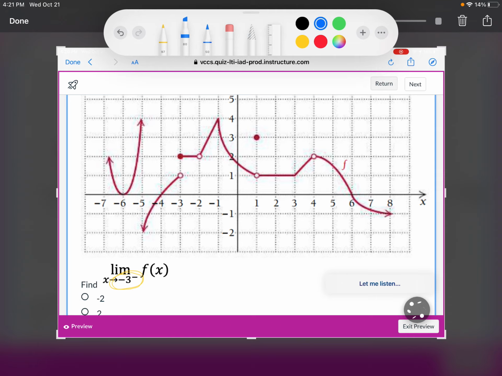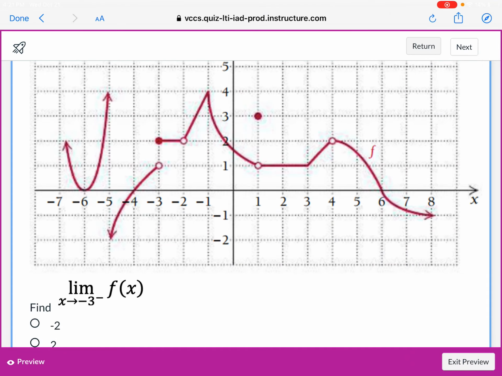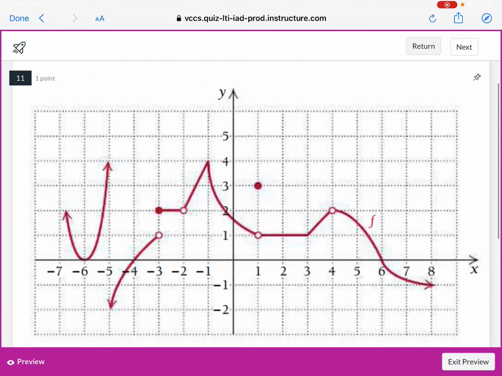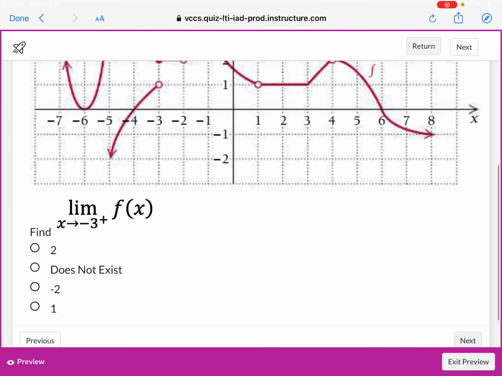So go to -3 from the left. So I'm just kind of tracing the left. And here we go. If I start from somewhere left of the -3 and try to go to this -3, I end up at that open circle. And the open circle has a y value of 1. So the answer is going to be 1. Oh, I'm so glad I caught that mistake. See, guys, if you do it so quickly, even though if you know what you are doing, you can make a silly mistake like that.